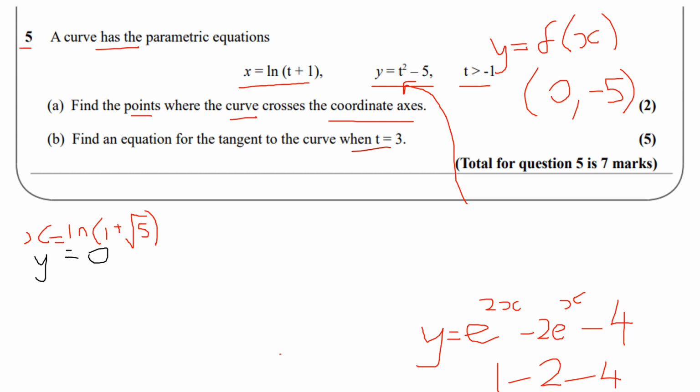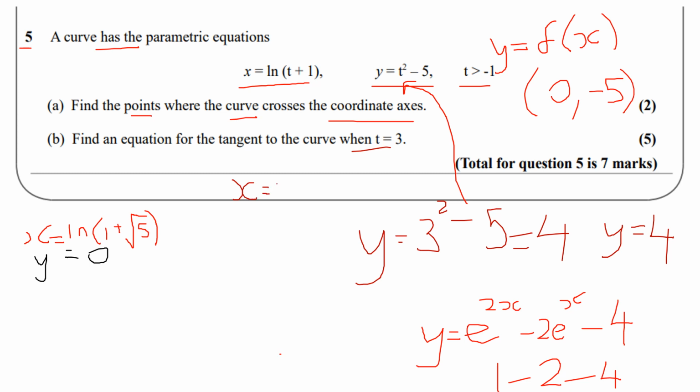Then I'll do y minus y1 equals x minus x1. So when t is 3, y equals 3 squared minus 5. 3 squared is 9. Okay, 9 minus 5 is going to be 4. So our y coordinate is 4 when t is 3. What about our x coordinate? Well, I'm going to plug it in. I'm going to have t plus 3, so I'm going to have x equals log of 4. Okay, I'll leave it in this form here because I wanted to do it with that exact form.